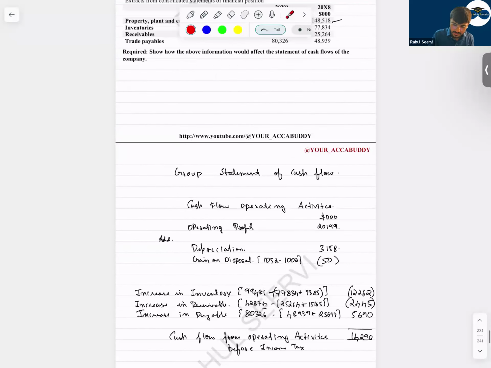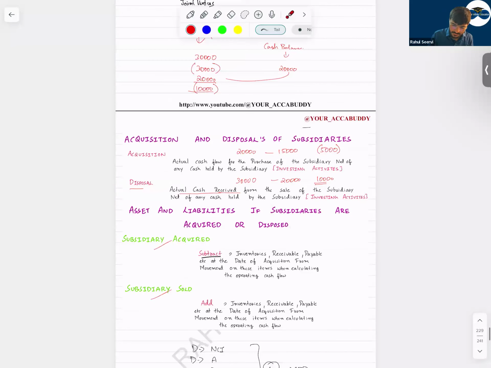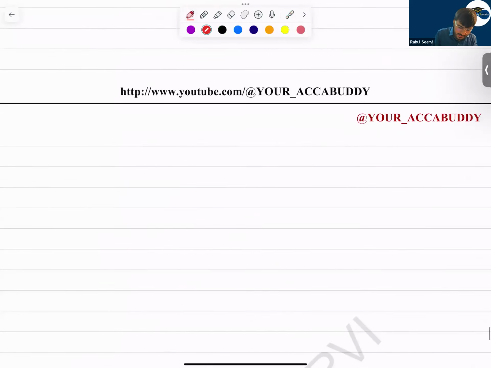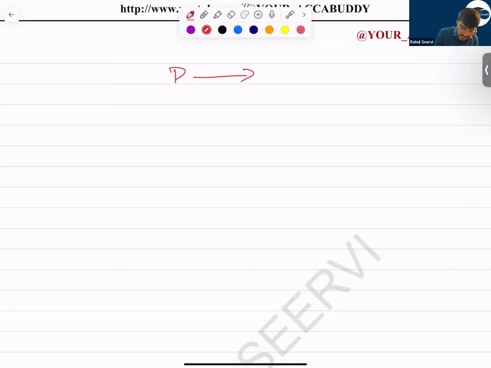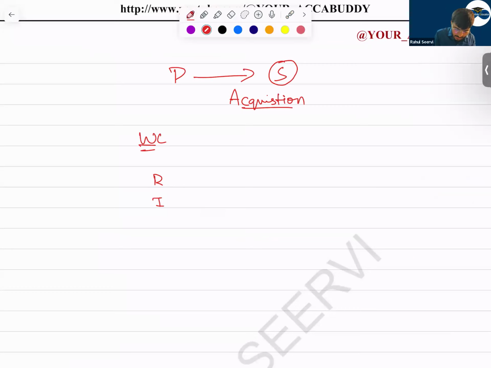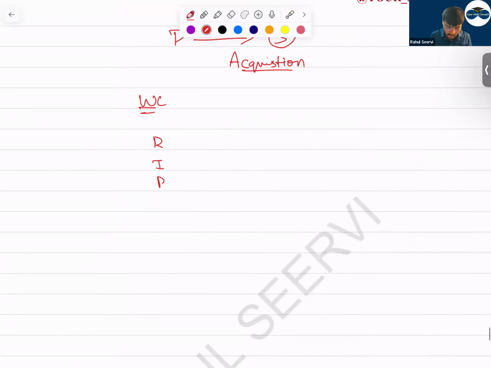Okay, see here now. Let me explain here only. Today we say that a parent company is there, a subsidiary company is there. Now the parent company has acquired the subsidiary company, acquisition. If the parent company has acquired the subsidiary company, we have to see the working capital part: your receivable, your inventory, and your payable. In this case, what will happen?